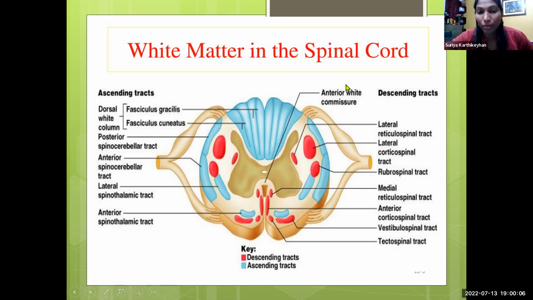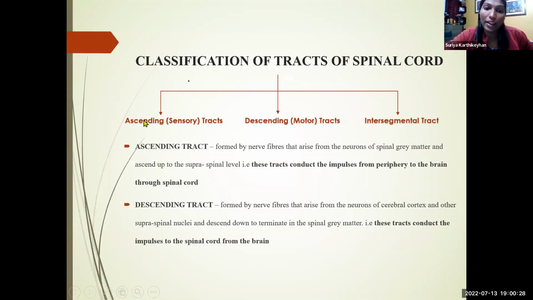Again, each tract will carry certain information. Not all the general sensations are carried by the posterior column. Only sensations like pain, temperature, position sense and vibration sense are carried by certain tracts. We are going to see that in detail. Classification of tracts of the spinal cord: it is broadly classified as ascending tract, descending tract, and intersegmental. Ascending tracts are sensory, and descending tracts are the motor tracts. Ascending tracts conduct the impulses from the periphery to the brain, whereas descending tracts take them from the brain to the periphery.